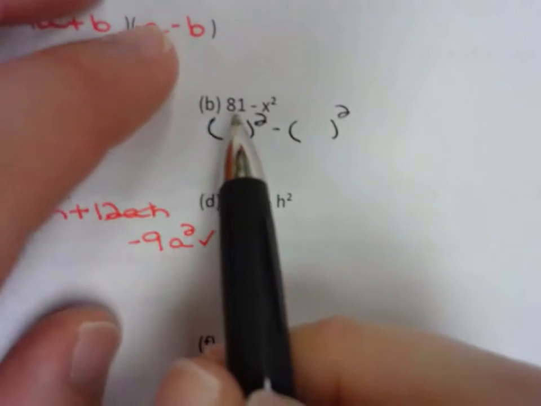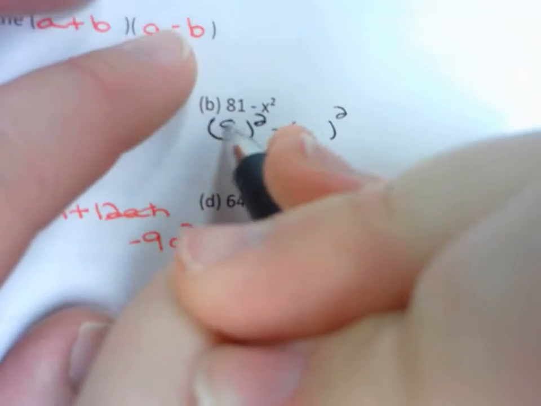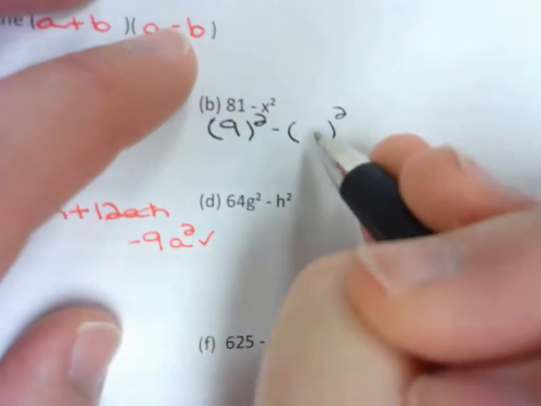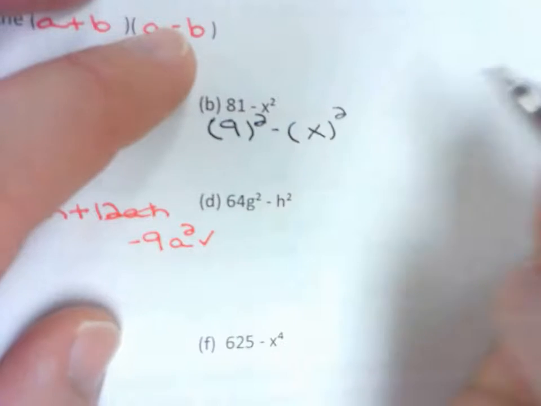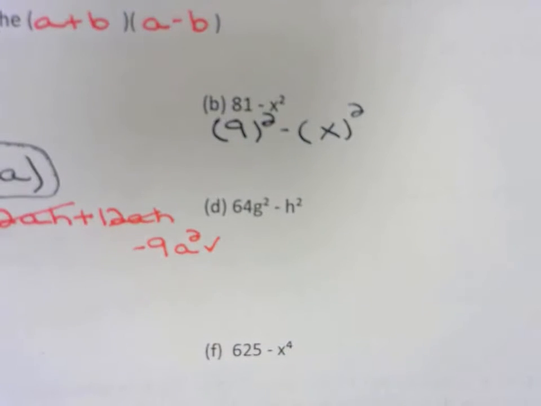What squared gives me 81? 9. What squared gives me x squared? x. This is not factored because I have a big minus in the middle. Factoring is something times something. So this is not factored, even though you see parentheses, there's a big minus in the middle.